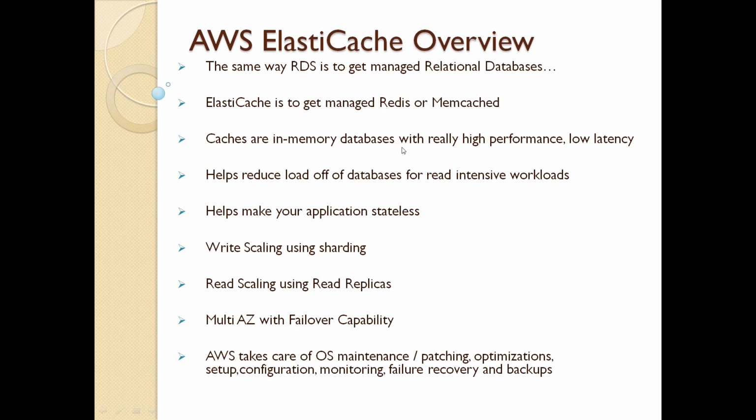Caches are in-memory databases with really high performance and low latency. It helps you reduce load on the database for read-intensive workloads. It helps make your application stateless also, right? It uses write scaling using something called sharding. Sharding is nothing but it will create small nodes. Read scaling using read replicas. You can create a read replica for ElastiCache also, and you can also have multi-AZ with automatic failover capability. AWS is a managed service, so AWS will take care of all maintenance, patching, setup, configuration, everything.